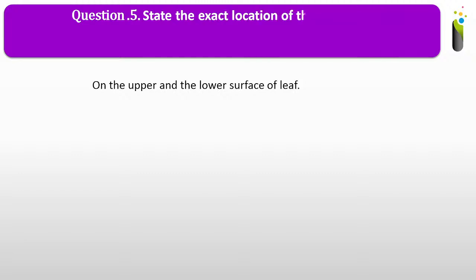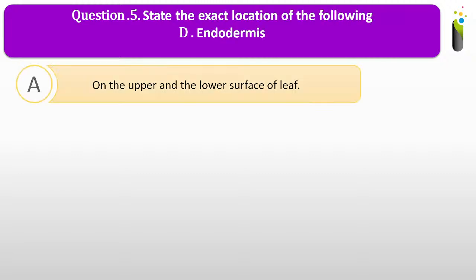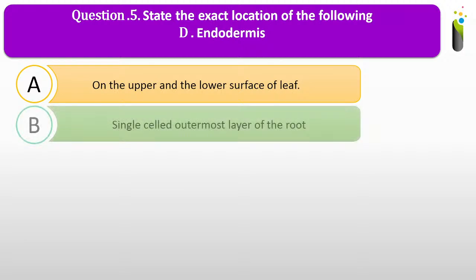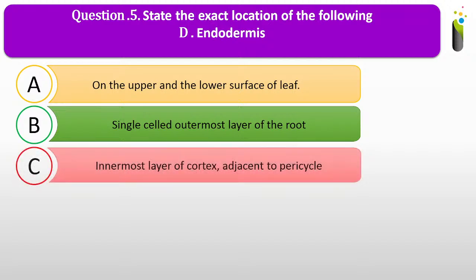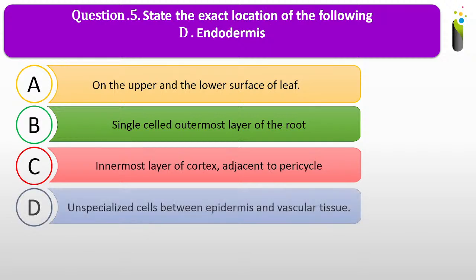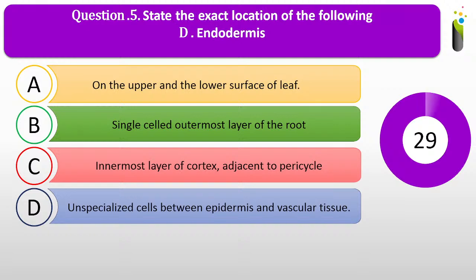Question number 5. State the exact location of the following. You have to find out the location of endodermis. Option A is on the upper and the lower surface of the leaf. Option B, single-celled outermost layer of the root. Option C, innermost layer of cortex adjacent to the pericycle. Option D, unspecialized cells between the epidermis and the vascular tissue.